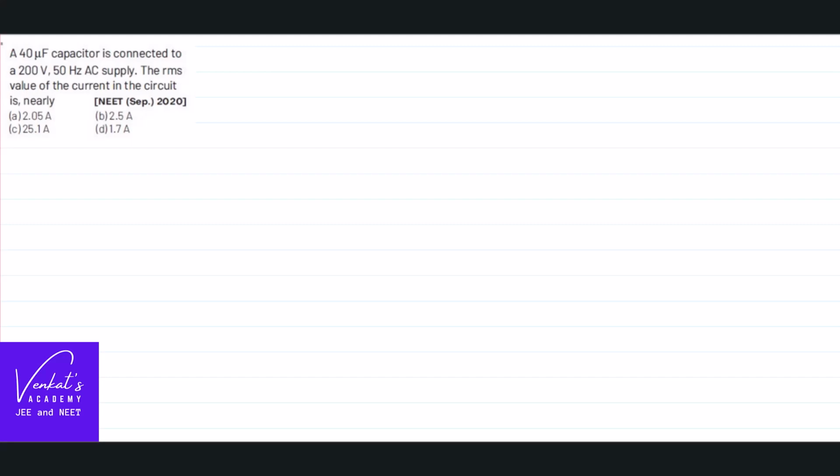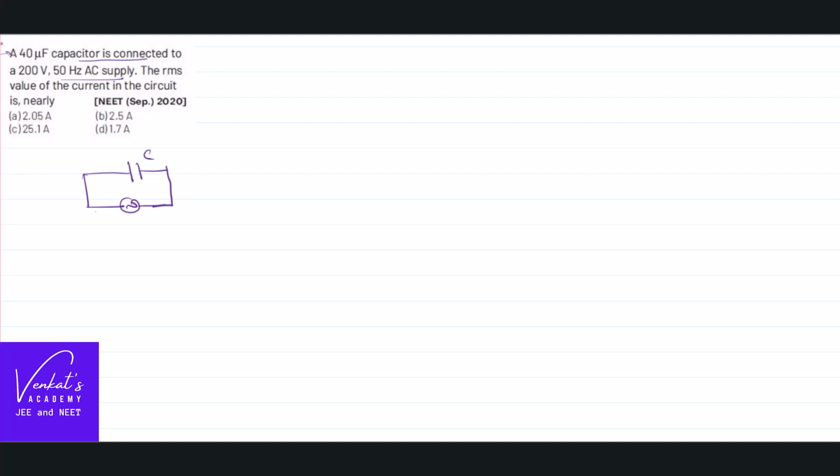We are solving a problem in AC current. It says a 40 microfarad capacitor is connected to an AC source. So there is a capacitor C connected to an AC source. That's what is being given in the problem. The RMS value of the current in the circuit is how much?